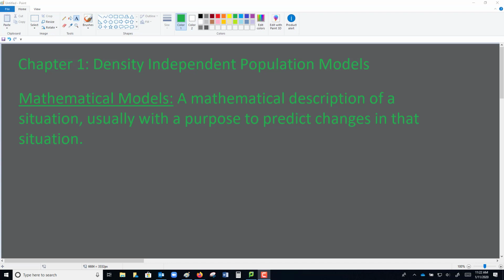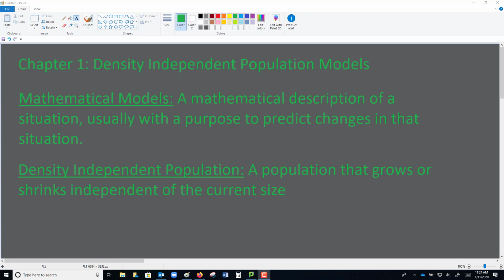This is a very vague description because mathematical description could mean a lot of things. Usually that means a set of equations, but it also could just mean using some numerical idea to describe what's going on in that model. So different models will have different ways to be described, but we'll certainly see different examples of those as the course goes on.